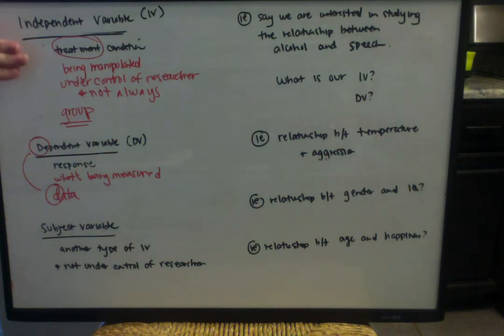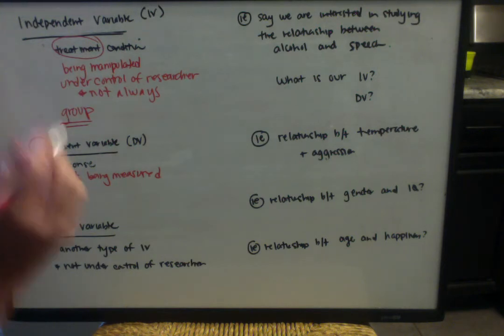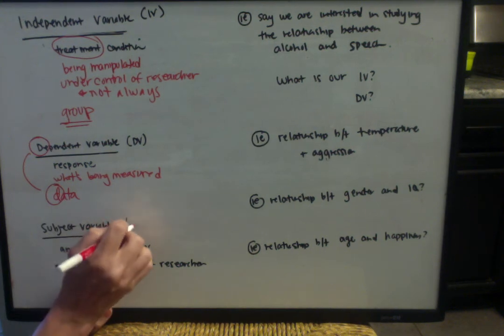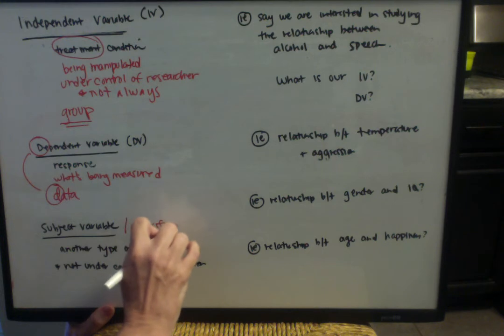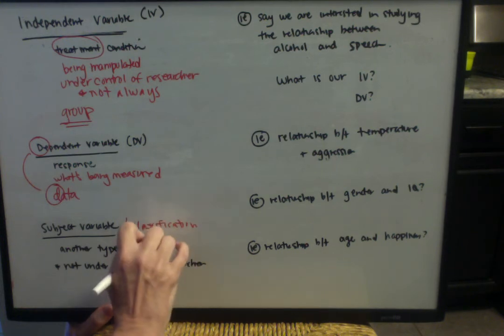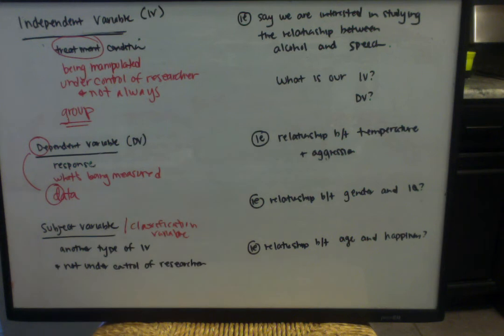So independent is your treatment condition. Dependent is your response. And then I'm just really quickly going to mention this idea of a subject variable. A subject variable is another type of independent variable. Sometimes we call this a classification variable. Again, it's another type of independent variable, but it's not something that's being manipulated or controlled by the researcher. It's not a treatment per se.